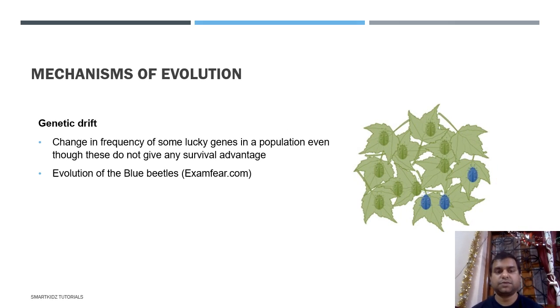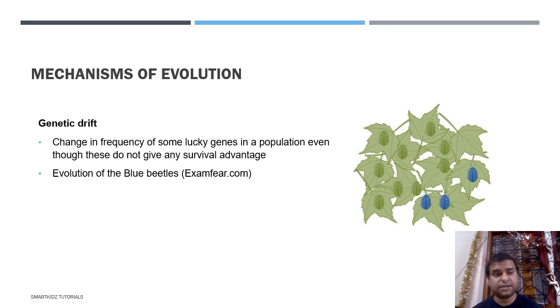Coming to the third mechanism of evolution, that is genetic drift. We have discussed genetic drift in the case of the blue beetles. There, no particular natural selection was happening, no advantage. It's just that they were lucky. They got lucky because of their small numbers, which gave them the ability to survive, reproduce, and grow in number.